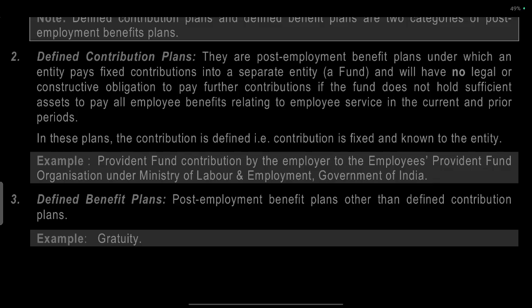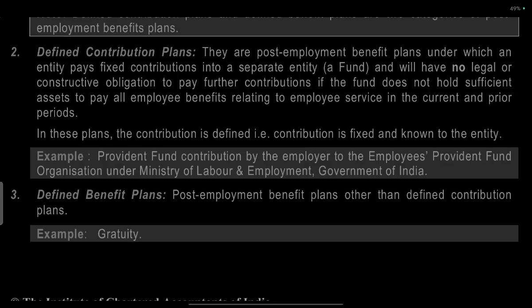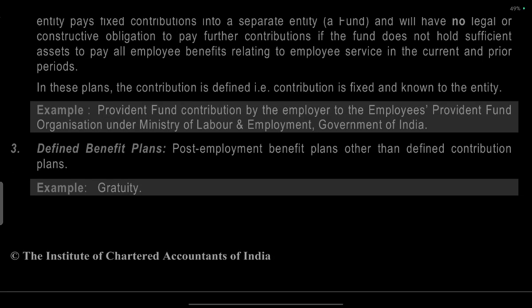For if the fund does not hold sufficient assets to pay all the employee benefits relating to the employee service in the current or prior period. For these plans, contribution is different. The contribution is fixed and known to the entity. Provident fund contribution, the Employees' Provident Fund Organisation, an organization under the Ministry of Labour and Employment, Government of India.